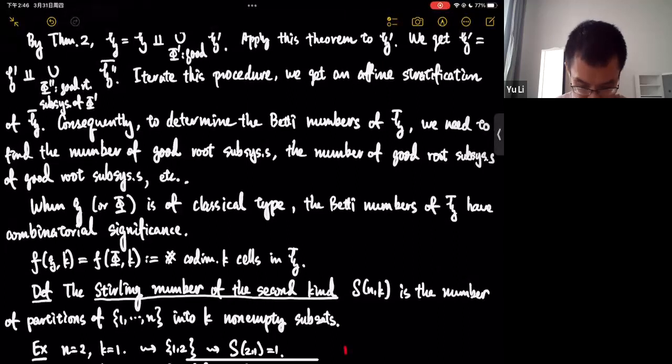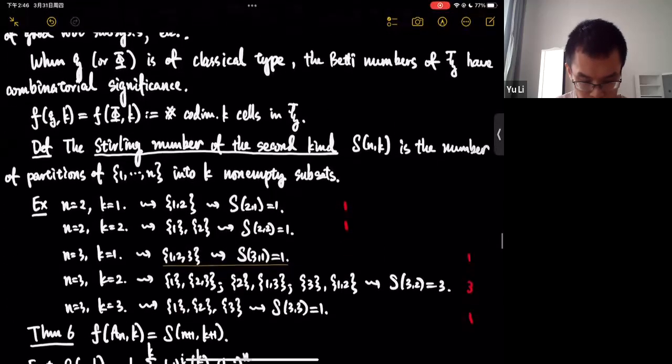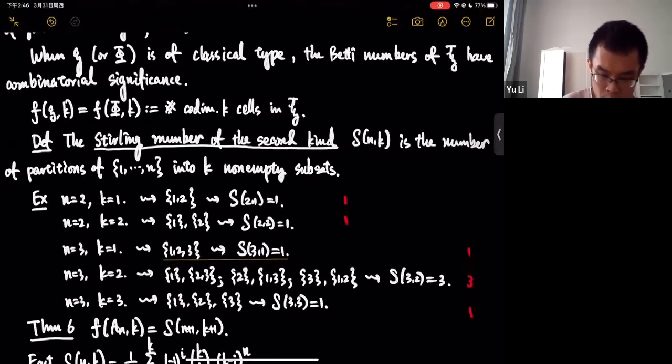So let me give you some examples. Okay, so first some notation. If K is a natural number and G is the algebra I started with, I'll write f of G comma K, or sometimes also f of V, the root system comma K, for the number of codimension K cells in H bar in the affine stratification I just explained.